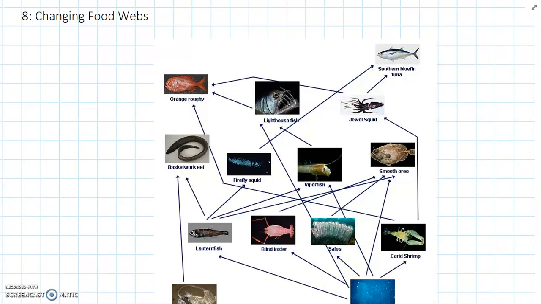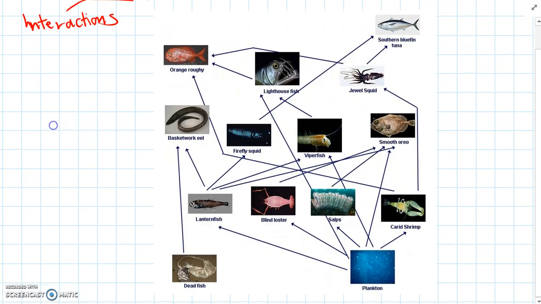We've learnt how food webs show all the interactions between plants and animals in an ecosystem. So food webs show the interactions, but these interactions don't stay the same all the time. And what we're going to look at here is how a food web can change.